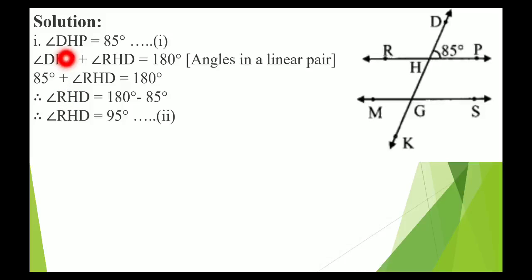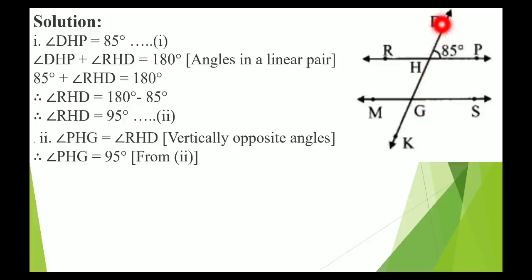Since we know that DHP is equal to 85 degrees, DHP plus RHD is equal to 180 degrees, angles in a linear pair. So we will write DHP 85 degrees plus RHD, which we have to find, is equal to 180 degrees. Therefore, angle RHD is equal to 180 minus 85. Therefore, RHD is equal to 95 degrees. Statement number 2.